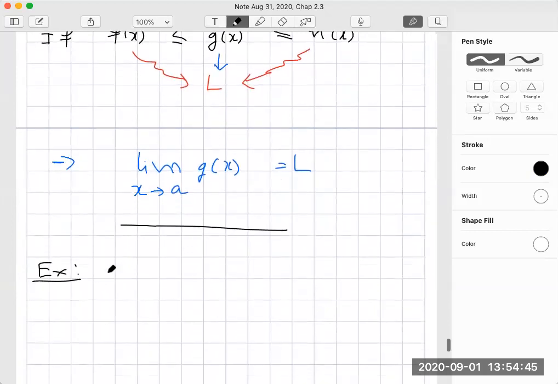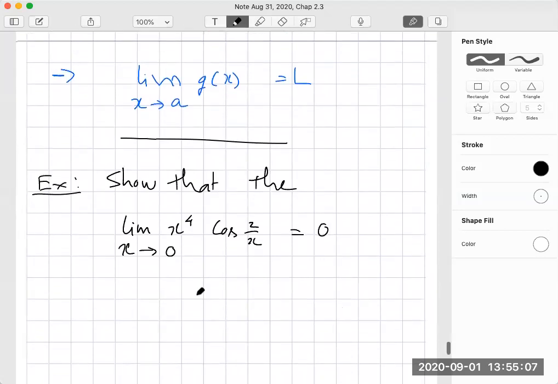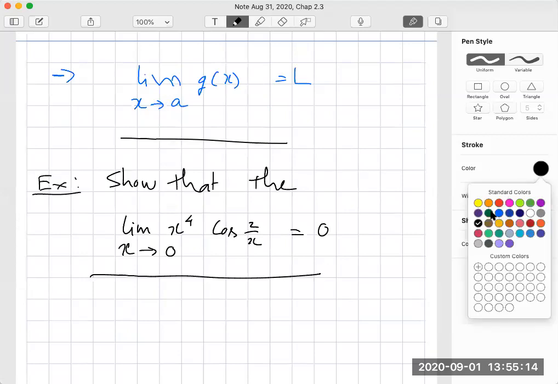Let us show that the limit of x to the fourth times cosine of 2 over x when x approaches 0 should be 0. We need to prove it. Look at this. Suppose someone was shown a problem like this.